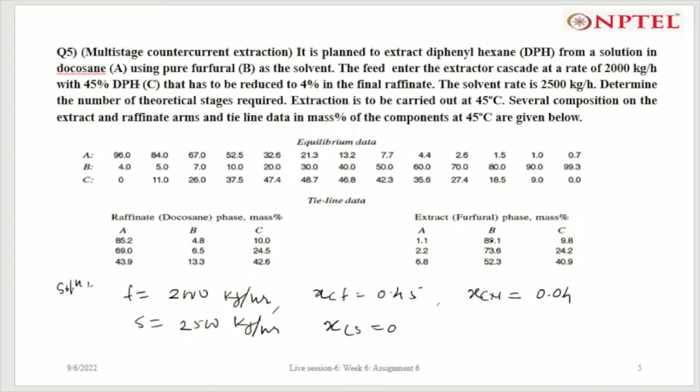Now, after attaining the equilibrium, calculate the mole fraction of the solute at the mixture point. Use this equation: mole fraction of solute at mixture is F times the feed mole fraction plus solvent times its mole fraction, divided by F plus S. This is the equation for M. Put all the values here and calculate the mole fraction of the solute at the mixture point.